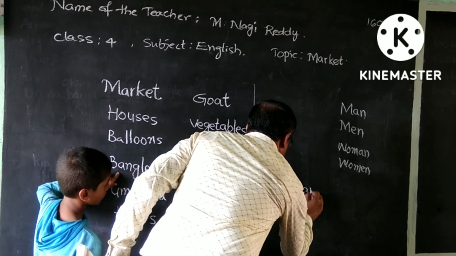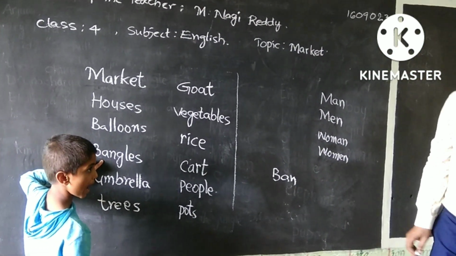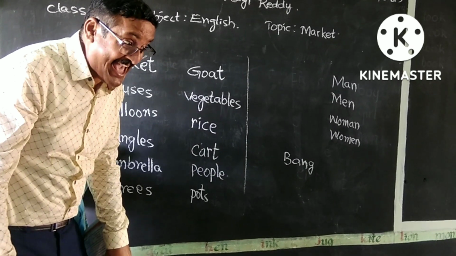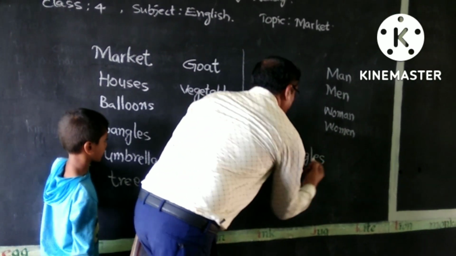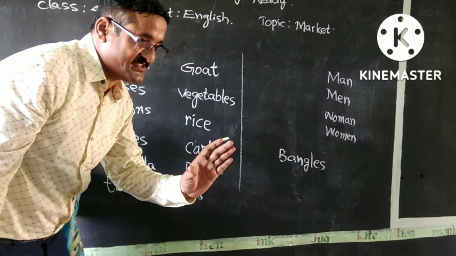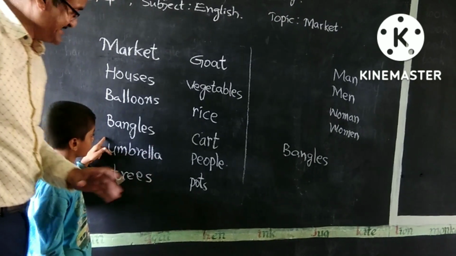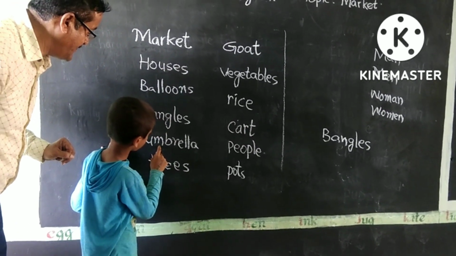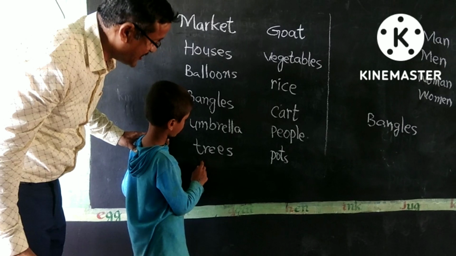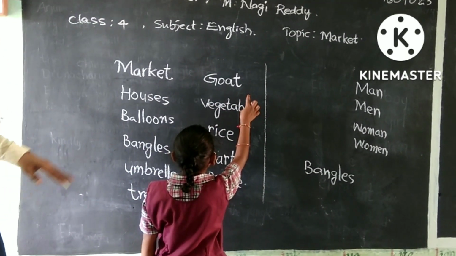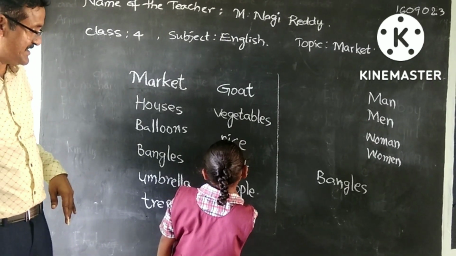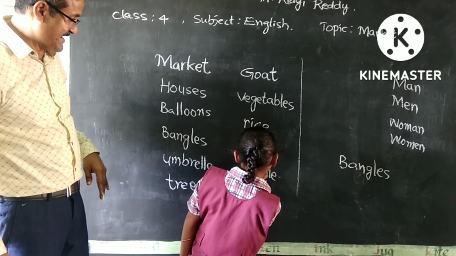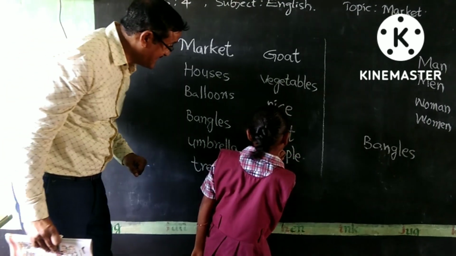What is this? B-A-N. Am I correct? Bang. B-A-N-G. Bang. Bangles. You read three letters. It's B-A-N. Bangles. Umbrella. Coat. Vegetables. Rice. See. Beautiful. Right.